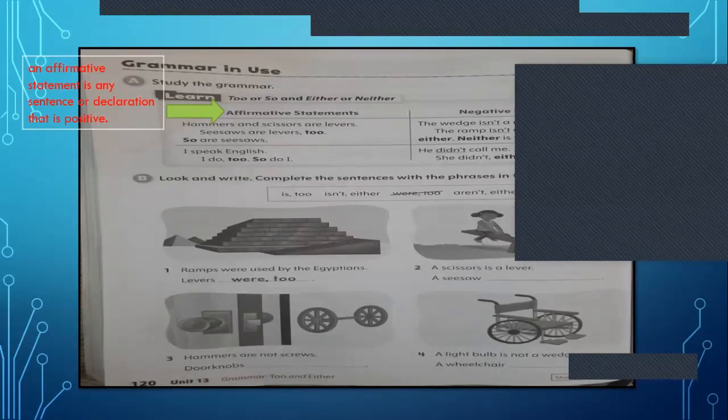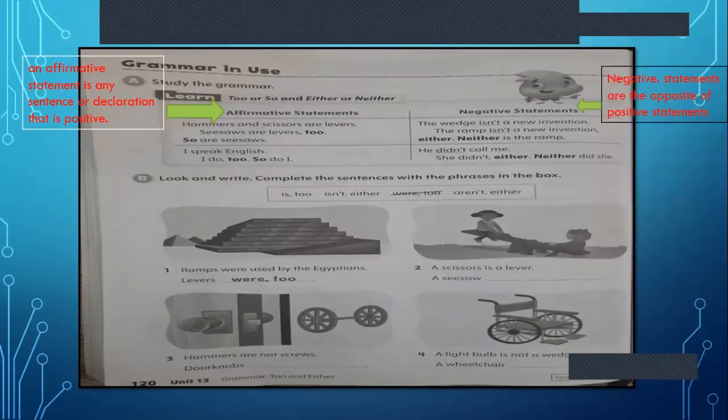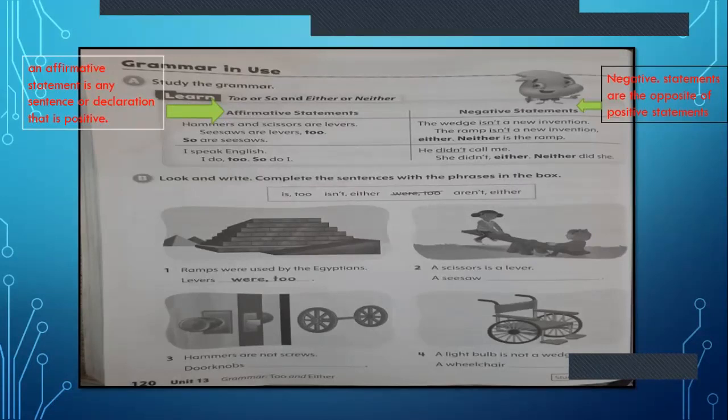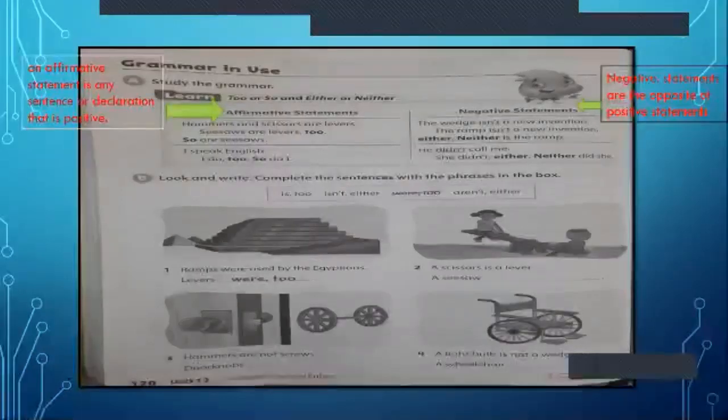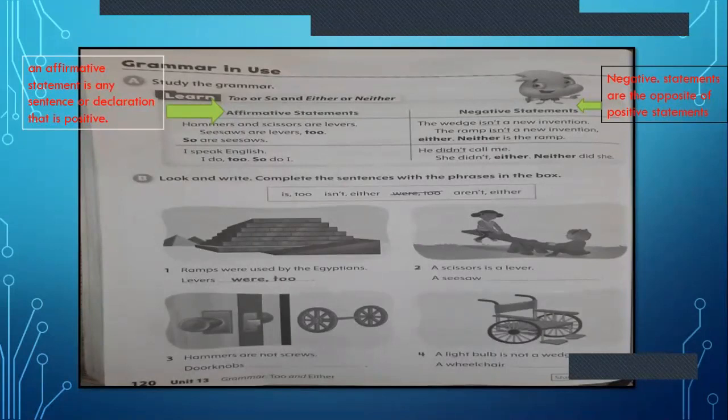You just need to understand this, Sundas, that we use "too" and "either." As we have done previously, we use these at the end of the sentence. But we use "so" and "neither" in between the two sentences. When the first sentence ends, we use "so" and "neither." And then we continue with the second sentence. As you see the example here, hammers and scissors are levers.